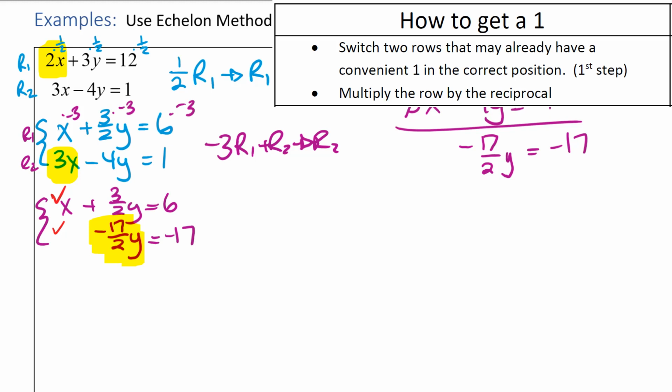So to get a 1, I need to multiply by the reciprocal. The reciprocal of -17 over 2 is 2 over -17. If the number is negative, then the reciprocal is also negative. A lot of students have a hard time with that one.